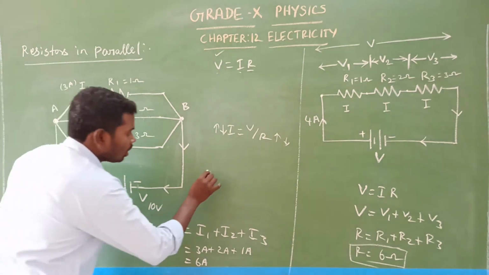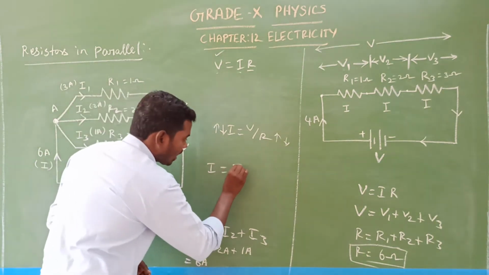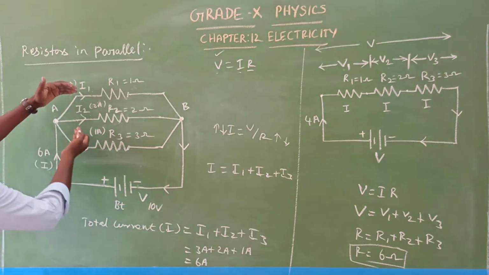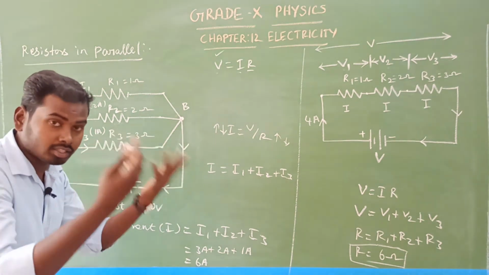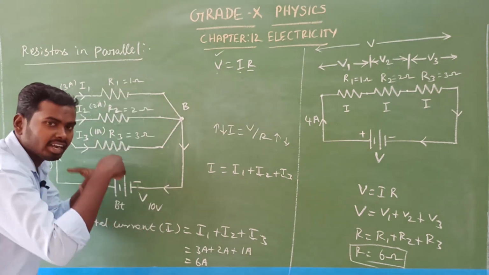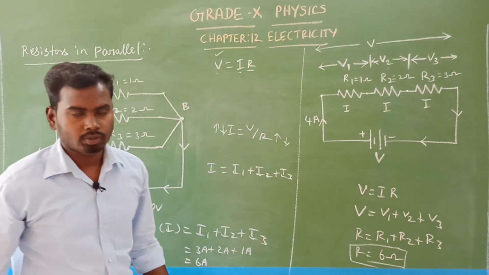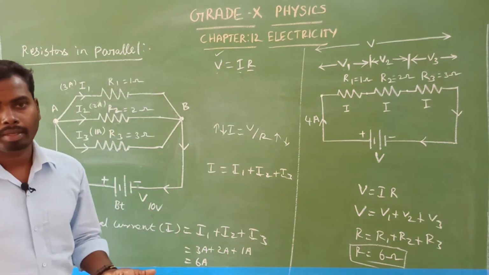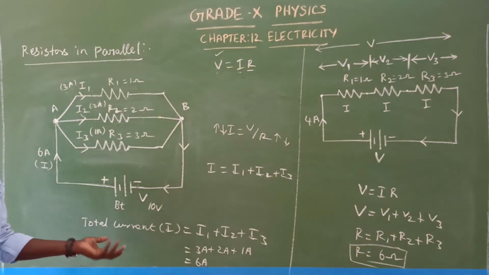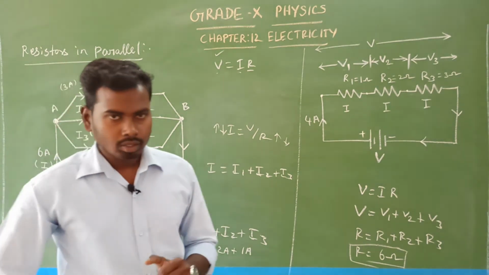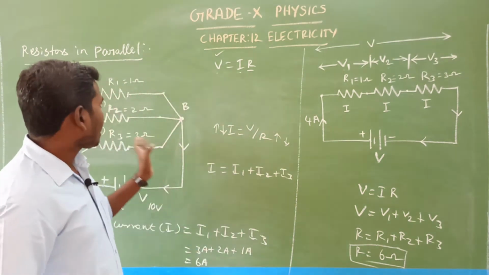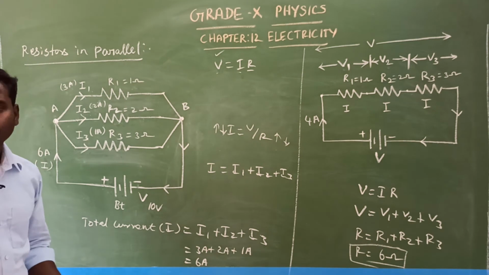So total current I is equal to I1 plus I2 plus I3. If we add all the individual currents flowing through the resistances, that is equal to the total current flowing through the entire circuit. That's all, students. Very easy one. Don't panic. That's all about the current. So in parallel combination, voltage remains the same, but current gets distributed. Am I right or wrong? Very easy one.